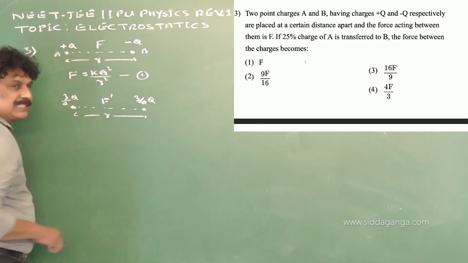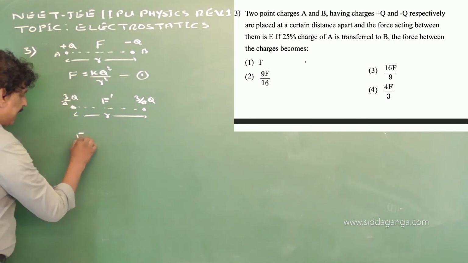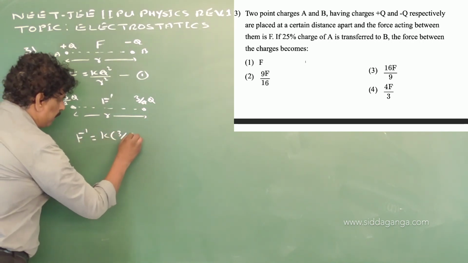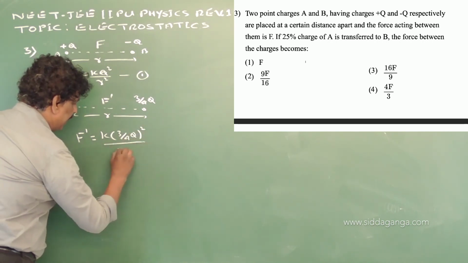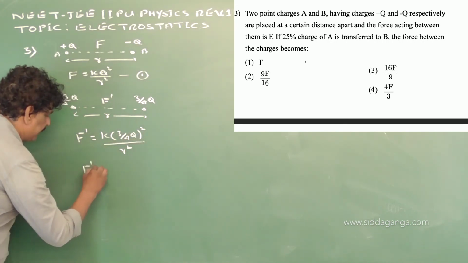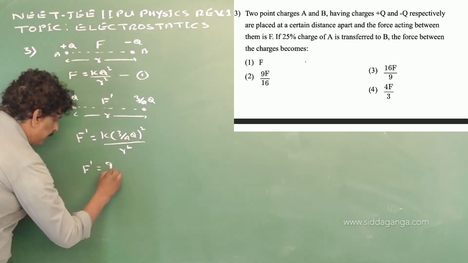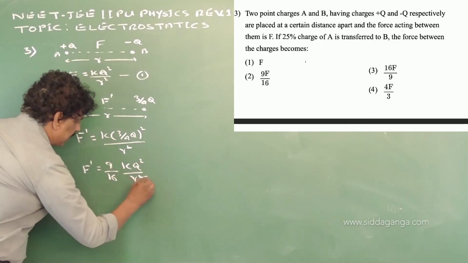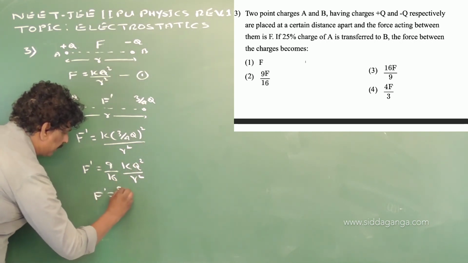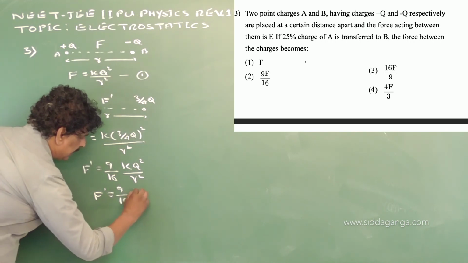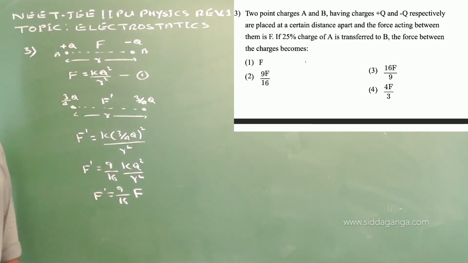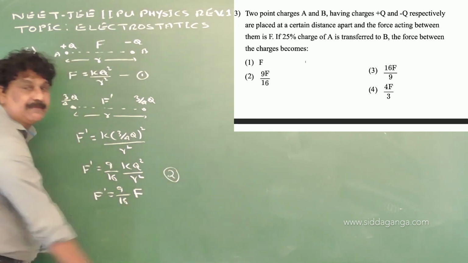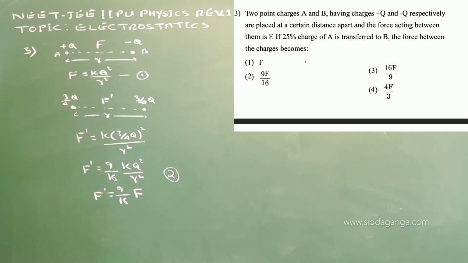Now let F dash be the force between them. Now F dash is equal to K into 3 by 4 q whole square by r square. That F dash is equal to 9 by 16 into K q square by r square. So F dash is equal to 9 by 16 times F. Therefore, the right option is the second one, F dash is equal to 9F by 16.